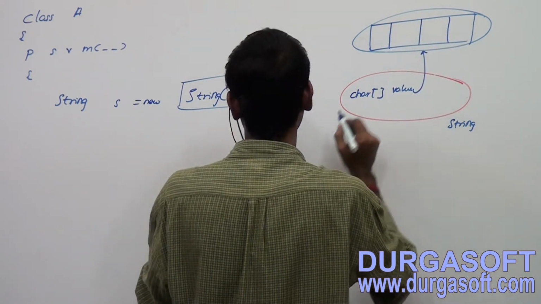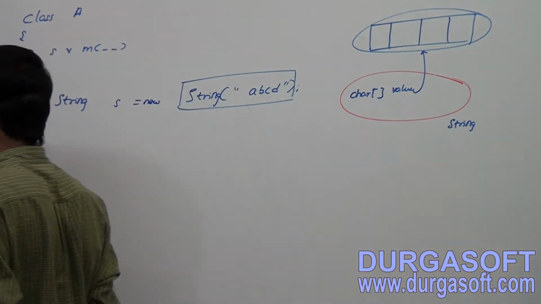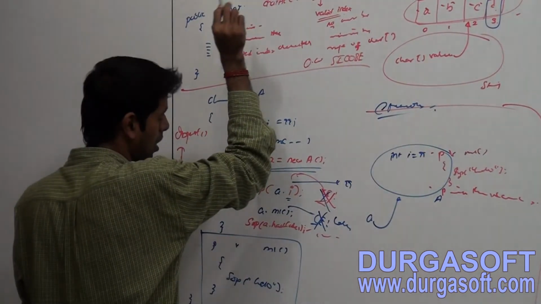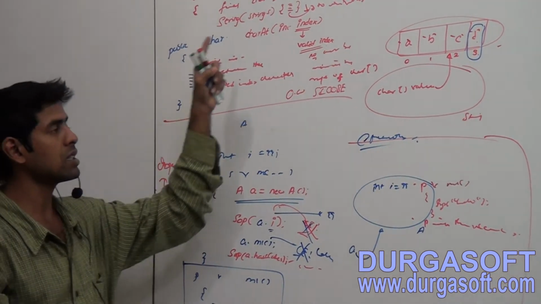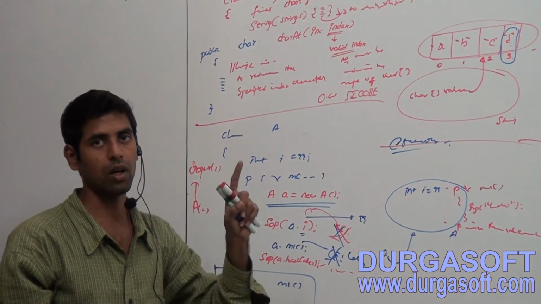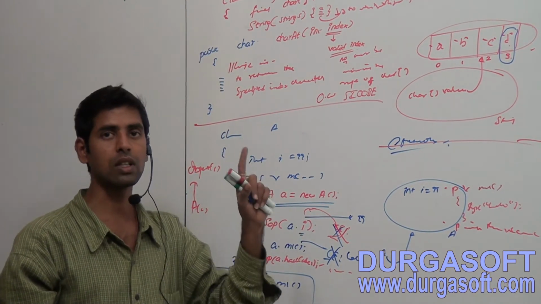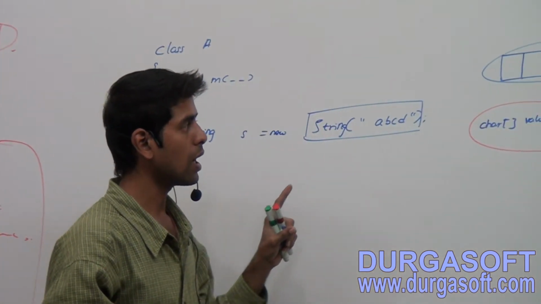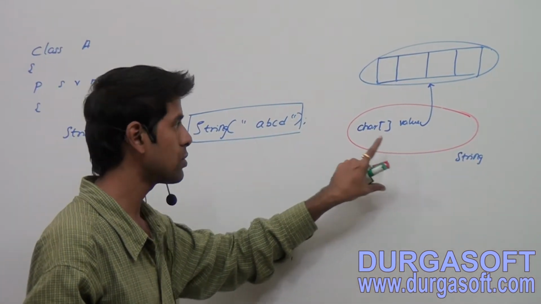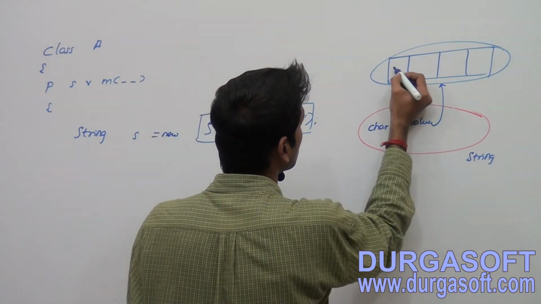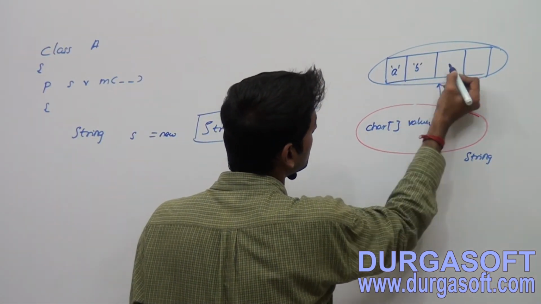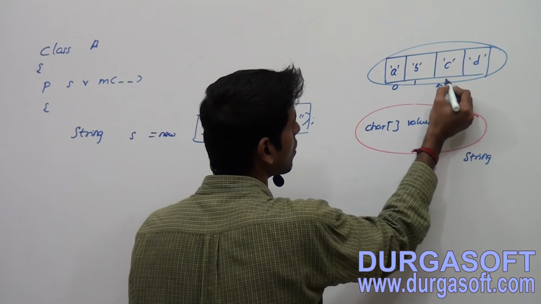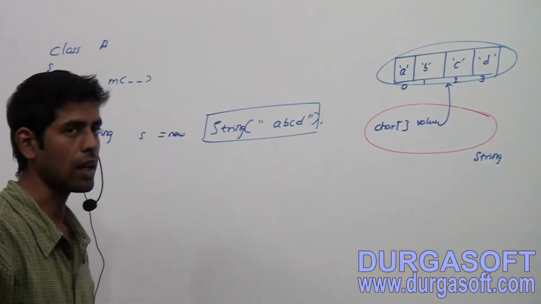If you open the source code of this String constructor having a String argument, you can see the exact logic whatever I have spelled. The same logic is available there. Now this value array is going to get initialized with this data: A, B, C, D. And the index will be 0, 1, 2, 3.